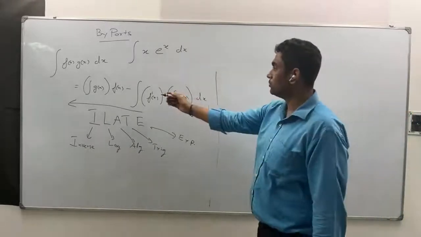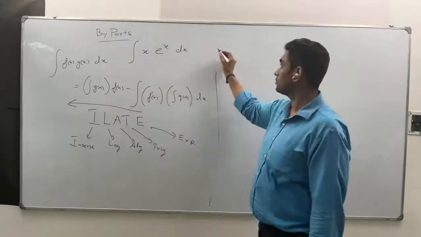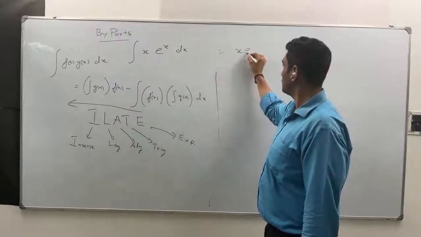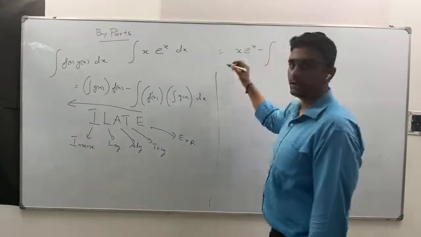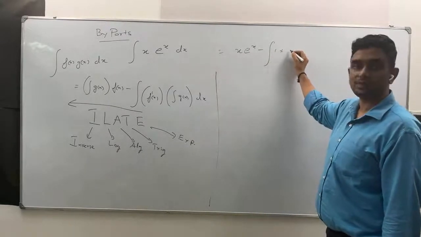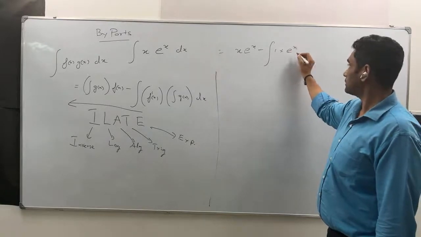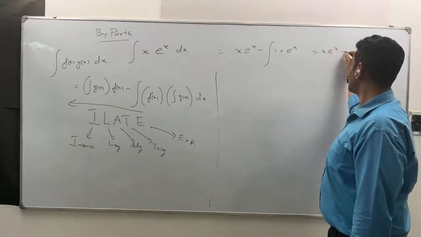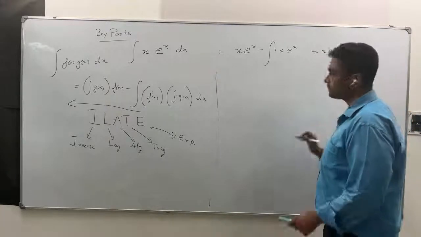So when we do that, g(x) is e power x. First we'll get x into integral of e power x, which is e power x, minus whole integral of derivative of x, which is 1, into integral of e power x, which is e power x. Now what is the integral of e power x? So we'll directly get x e power x minus e power x plus c.